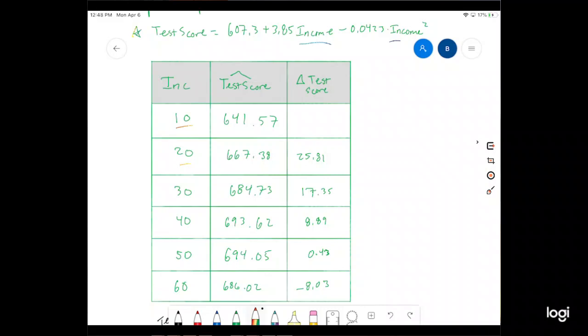So now the important thing here is how the change in test scores is evolving over income levels. At smaller levels of income, we have larger changes in test scores. 25 is larger than 17, 17 is larger than 8.89, which is then larger than 5, and then eventually we get negative changes in test scores. So what is this implying? It says that a change in income at lower income levels has a larger effect on test scores than a change in income at higher income levels. And even at around 50, the change in income really doesn't have much of an effect on test scores.